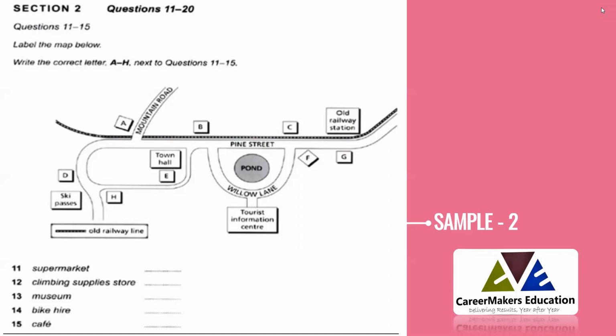Last but not least, if you're hungry after a long day's trek, I can recommend our local cafe. Again, when you leave the Tourist Information Center, turn right and follow Willow Lane until it joins Pine Street. And right opposite, on the far side of the railway tracks, is the cafe.